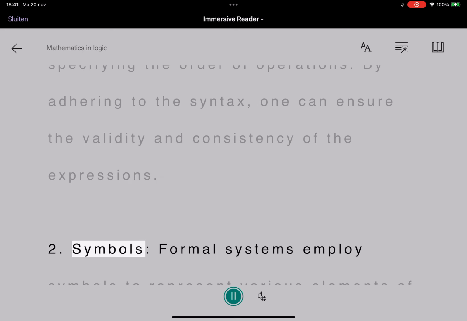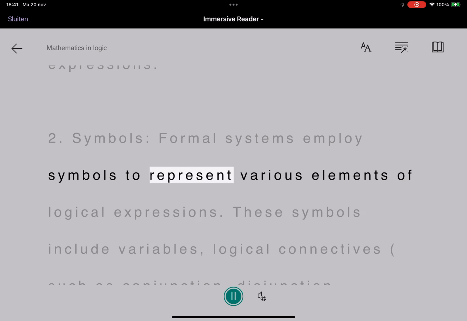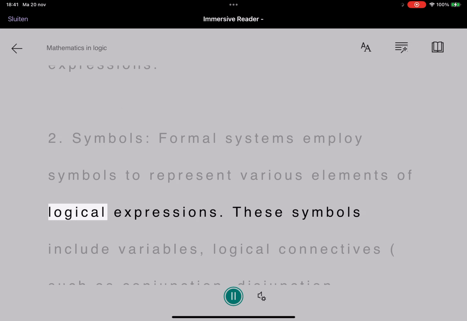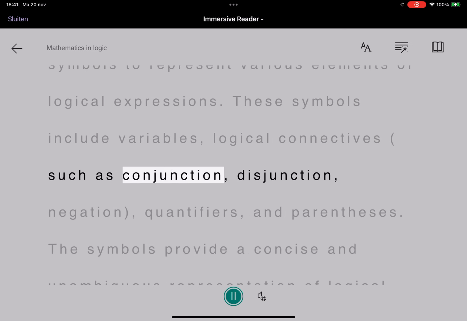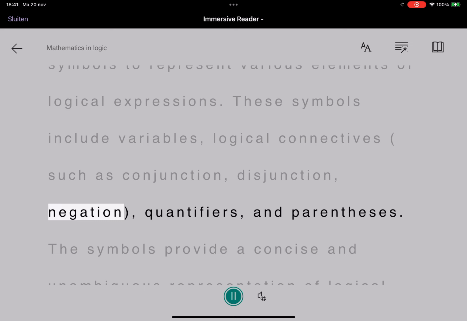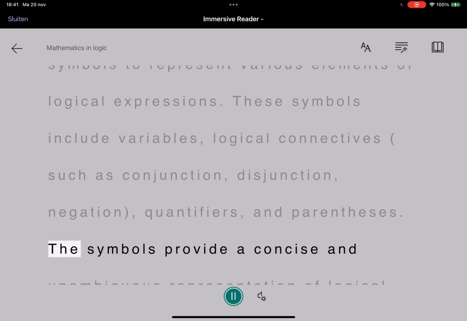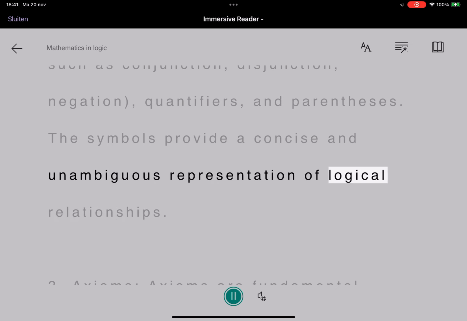2. Symbols. Formal systems employ symbols to represent various elements of logical expressions. These symbols include variables, logical connectives, such as conjunction, disjunction, negation, quantifiers, and parentheses. The symbols provide a concise and unambiguous representation of logical relationships.